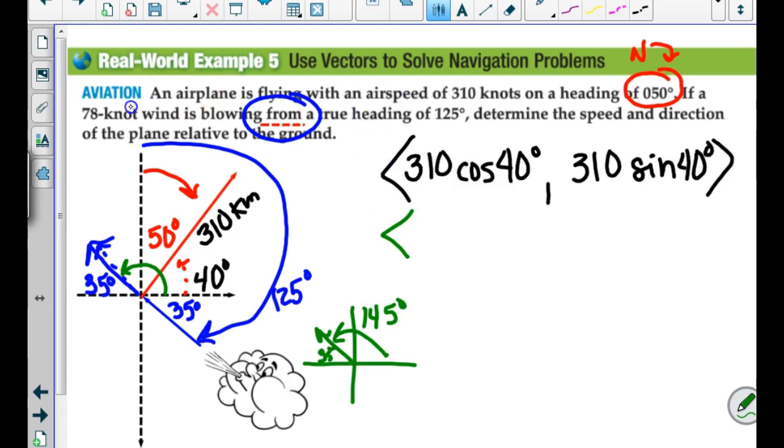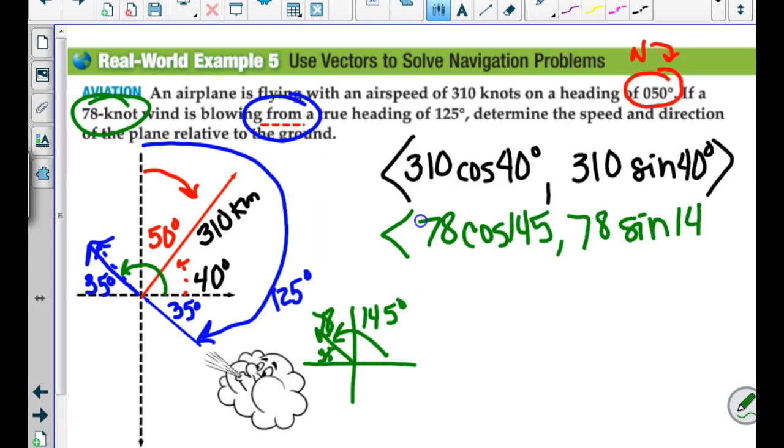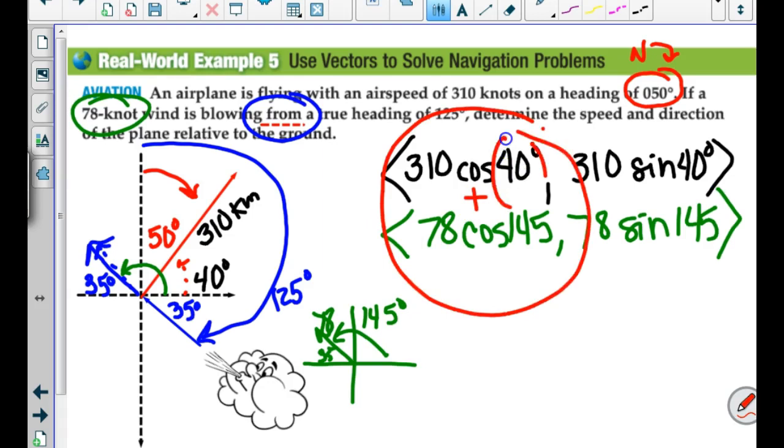And it was a 78 knot wind. I don't really have room to label that in here, but 78 cosine of 145 and 78 sine of 145. All right, guys, what I need you to do is grab your calculator and add these two together. Close the parentheses here and here. What is 310 cosine of 40 plus 78 cosine of 145?